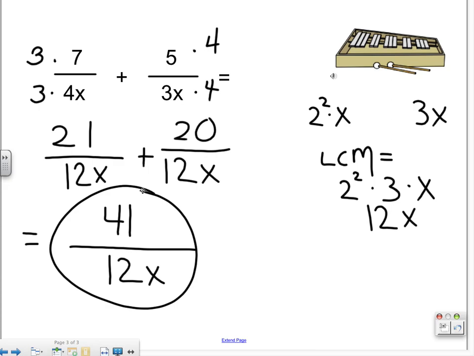Okay, good luck. I think you'll see some of these problems within the homework assignment, and hopefully this will help you to be successful with those. Good luck.